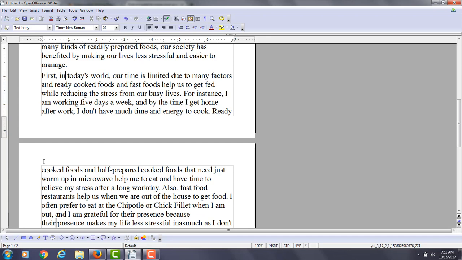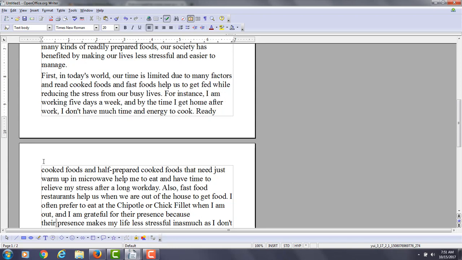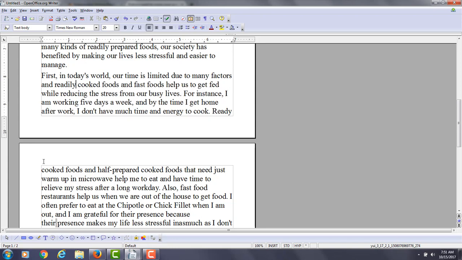First, in today's world, our time is limited due to many factors, and readily cooked foods and fast foods help us to get fed while reducing the stress from our busy lives. For instance, and this is good what you put here, I am working 5 days a week, and by the time I get home after work, I don't have much time and energy to cook.